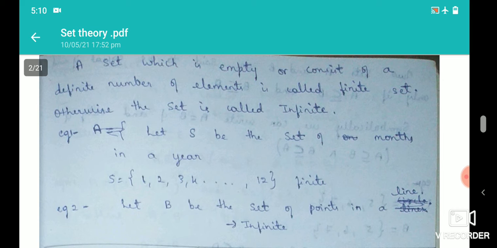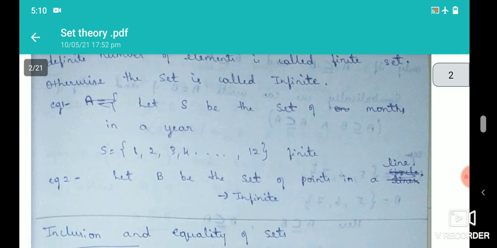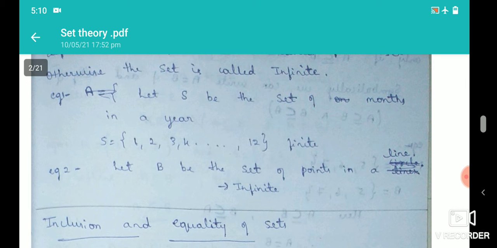Let S be the set of months in a year. Is it finite or infinite? Set of all elements of the months in a year. So that is finite, right? You can give the number notation also, S is equal to 1 up to 12. It is finite. Next, let B be a set of points in a line.